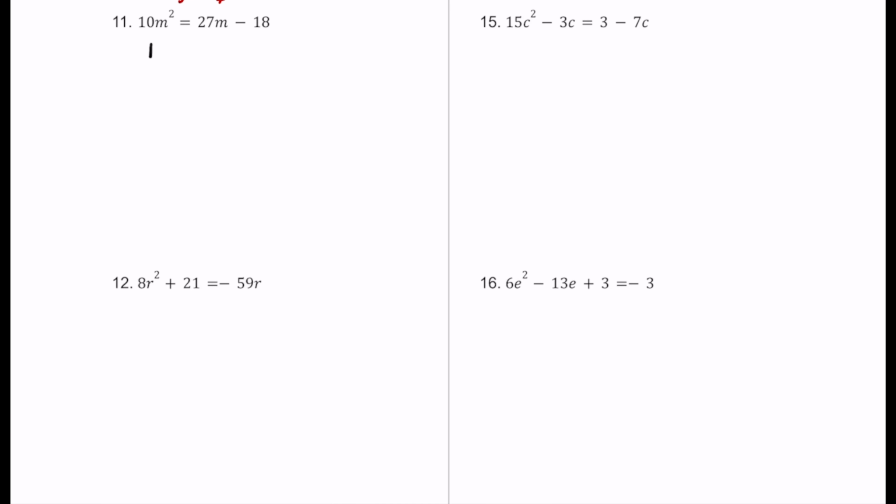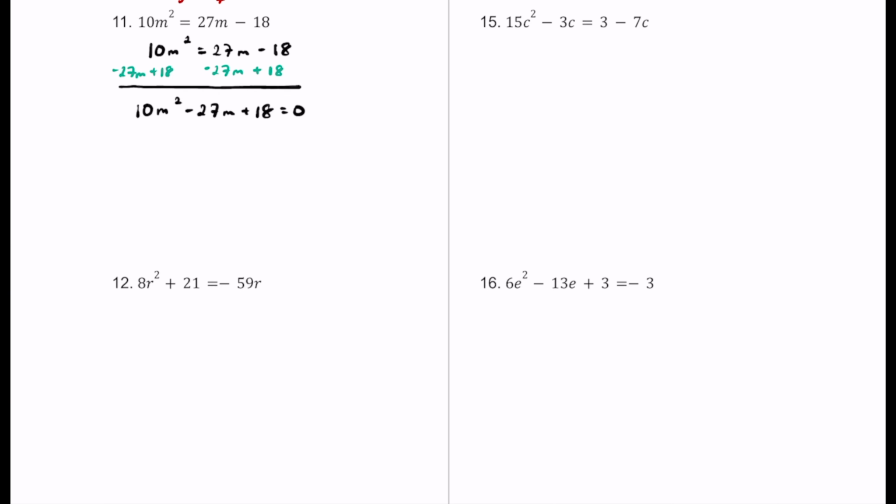For number 11, we have 10m squared is equal to 27m minus 18. Let's go ahead and make this all equal 0. So I guess there's multiple ways you can do this, but I'm just going to go ahead and take away 27m and add 18 to the right side. And I'm also going to take away 27m and add 18 to the left side. Okay, so let's start by doing that just so we can put it into standard form. And if we do that, we should get 10m squared minus 27m plus 18 is equal to 0.